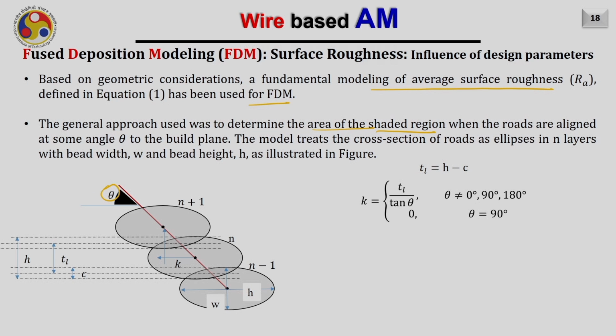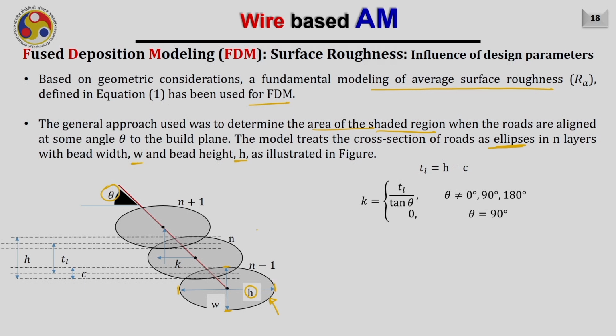The model treats the cross section of the rod as an ellipse, as we discussed earlier, in the nth layer with the bead width W, assuming that the bead height is H. So this is how a typical bead looks like. The bead height is H, which is shown here from here to here, and the width of the bead is W.